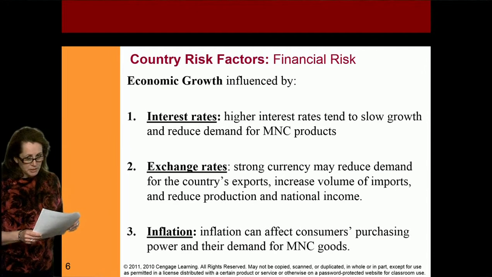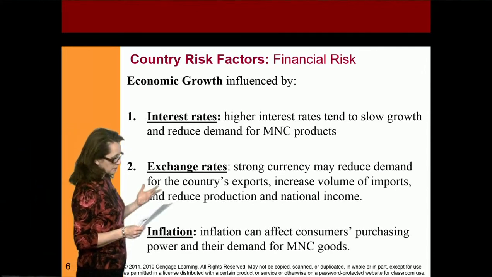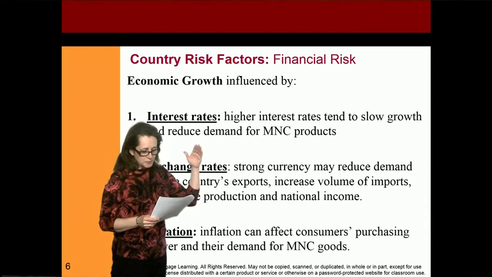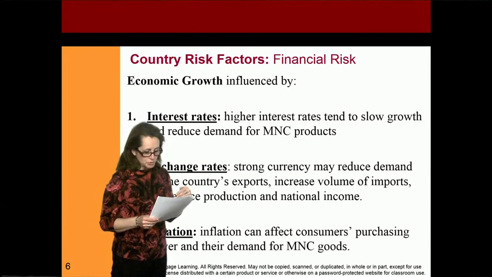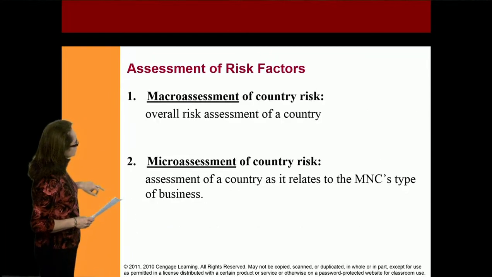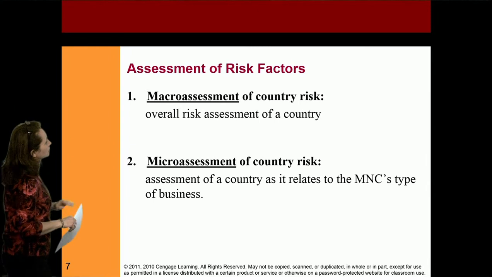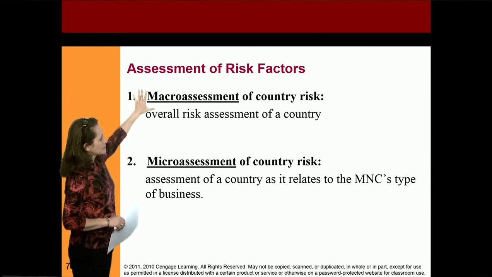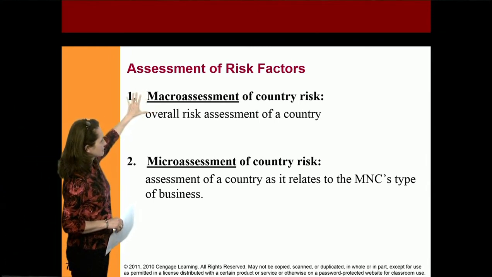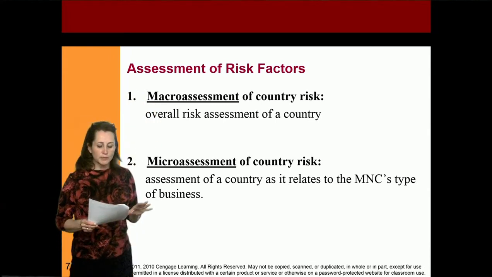How do they go about measuring this particular risk? So we talk about political risk, we talk about financial risk, and we have specific factors between those two. But now we have to figure out how they go about assessing that. There are a couple of different methods, different ways of looking into the assessment. One of them is an overall risk assessment that we call micro assessment, and it's just the overall picture of where they fall from a general perspective.